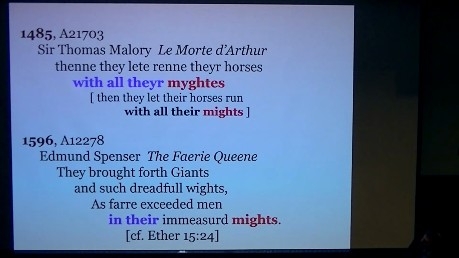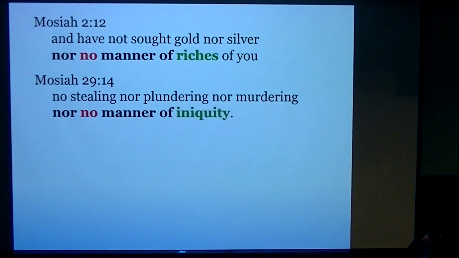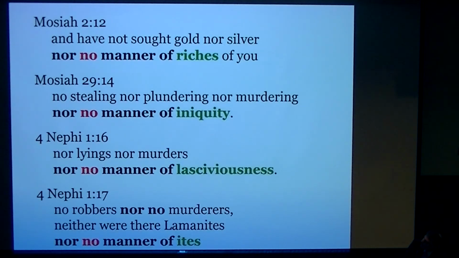How about Edmund Spenser's Faerie Queene, an important poem, well known in certain circles? In there, "measured mites," like Ether 15. Let's consider "nor no manner of" -ites. We have 4 of these in the earliest texts. They've all been changed to "nor any manner of."